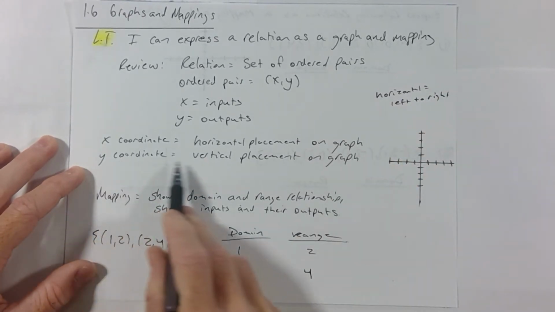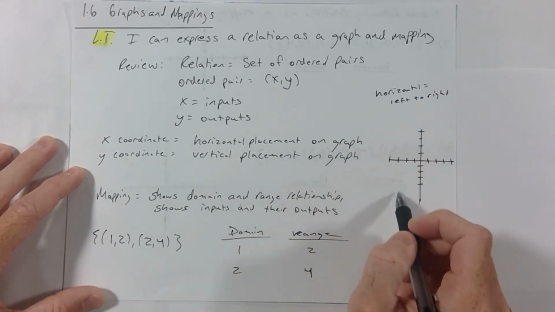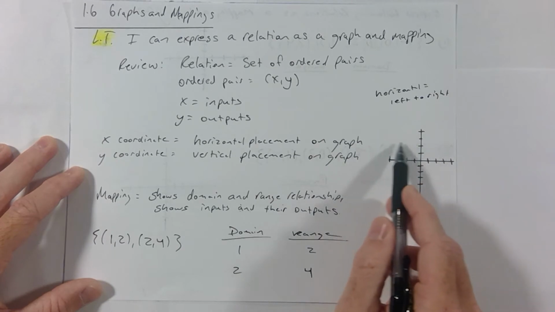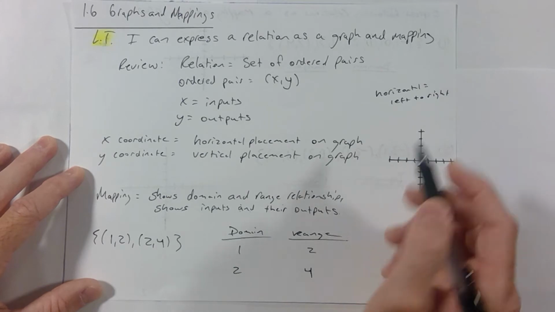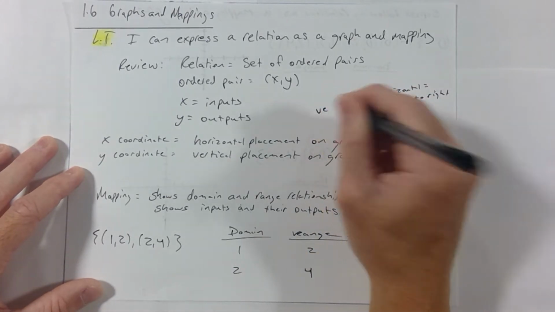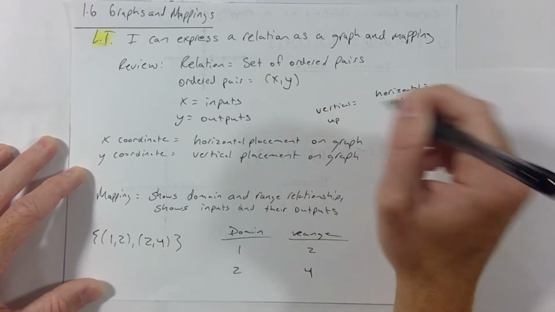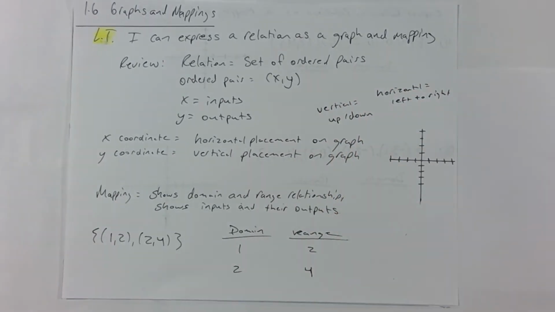My y coordinate tells me my vertical placement. Vertical placement is going to be up and down. So the x coordinate tells me how far left or how far right. The y coordinate tells me how far up or how far down. So vertical equals up, down.